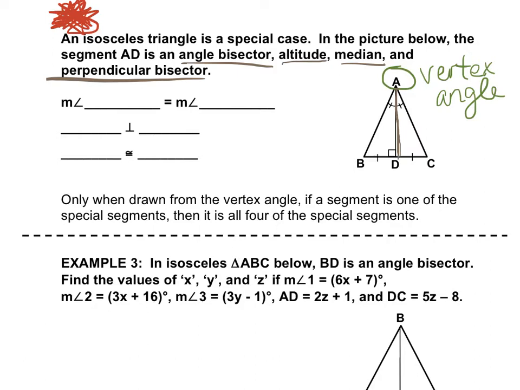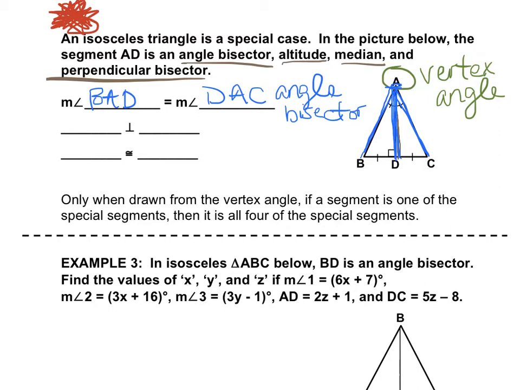Now, because it's an angle bisector, we actually have some different angles that are congruent. So because it's an angle bisector, angle A here is being cut in half, so angle BAD, that angle, is congruent to angle DAC, which is this angle.